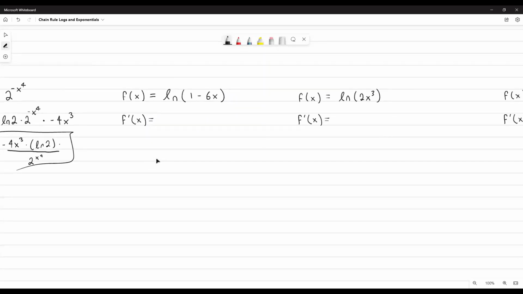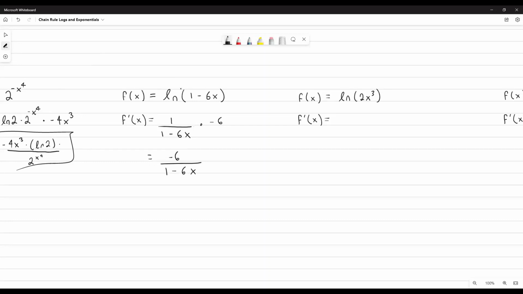Next problem. Now we're moving to logs. Okay, the derivative of natural log of x is 1 over x. Okay, so we're going to be using that property here. We're going to be doing 1 over whatever's inside the argument. Okay, so it's 1 over 1 minus 6x. And then we're going to be multiplying by the derivative of the argument. The derivative of this is negative 6. So we multiply this by negative 6. And you can consolidate it in a nice way by just writing it as a single fraction. Negative 6 over 1 minus 6x.